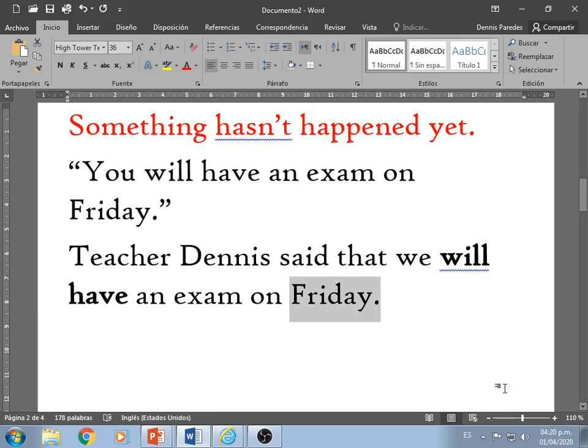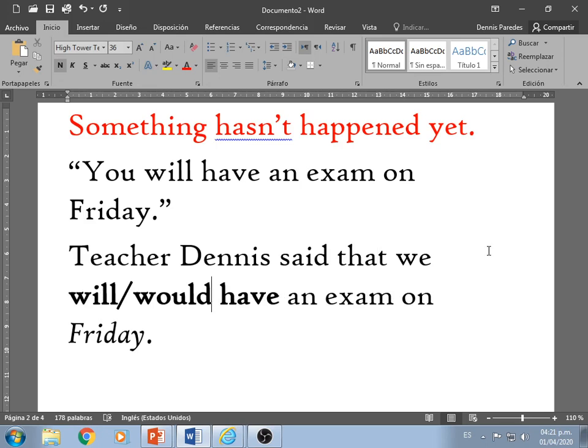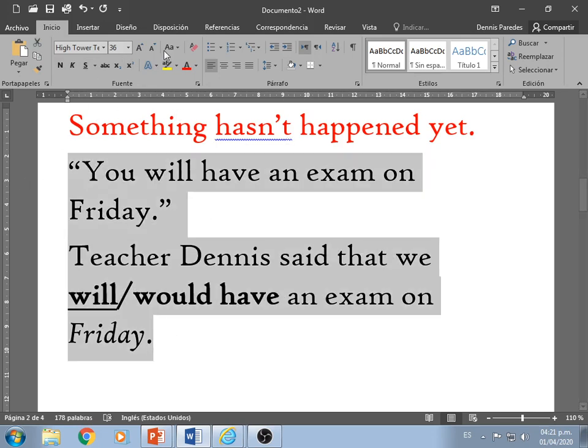Because of this. Because the person asks you for this piece of information, and we are not on Friday yet, but we're some days before Friday, this information is something that hasn't happened yet. So that's why you can continue by saying will, or if you want, you can use would. There's no problem, but it's preferable for you to say will because again, this hasn't happened yet. Okay.